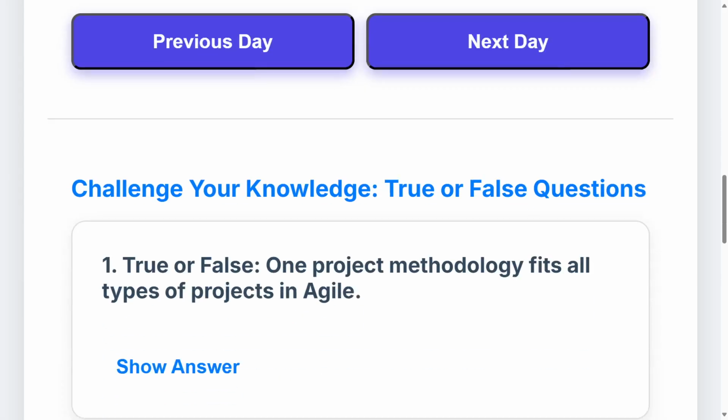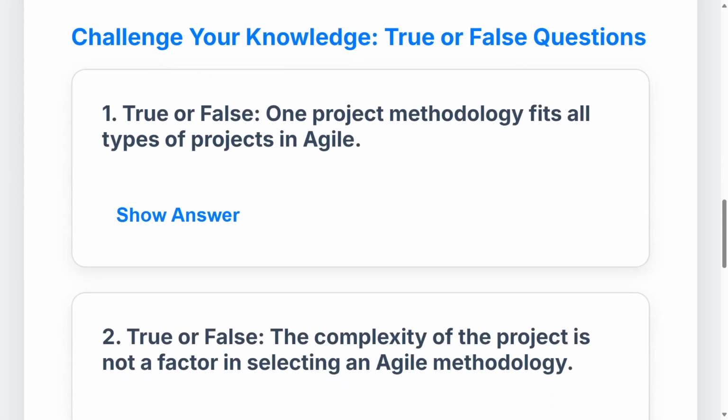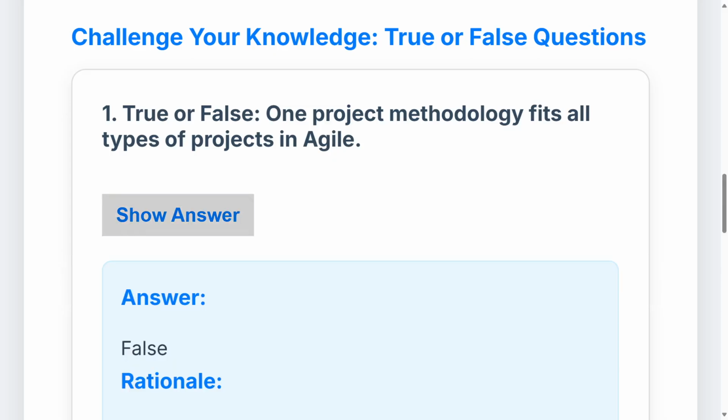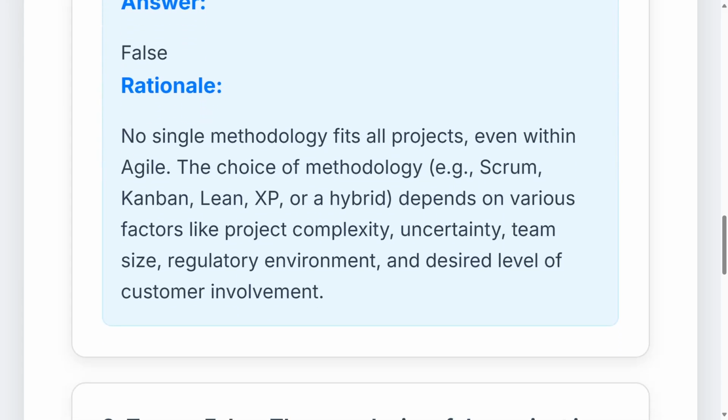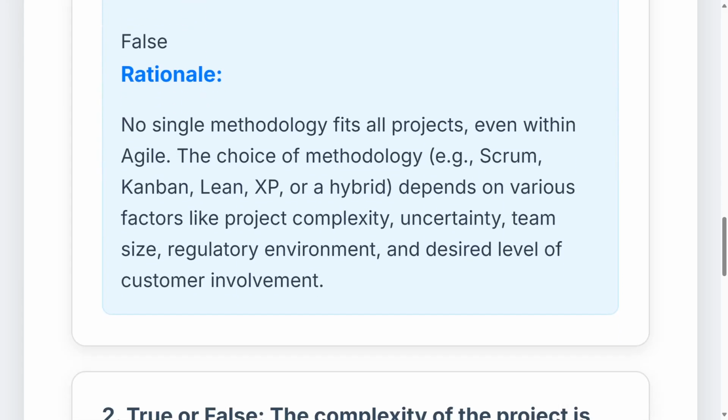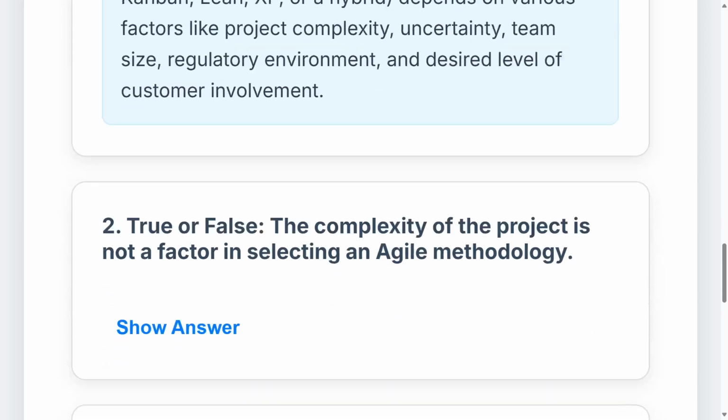With that said, let's move on to our true or false questions for the day. True or false? One project methodology fits all types of projects in Agile. And of course, the answer is false because we have various Agile approaches, various frameworks. Scrum and Kanban are just a couple of them.